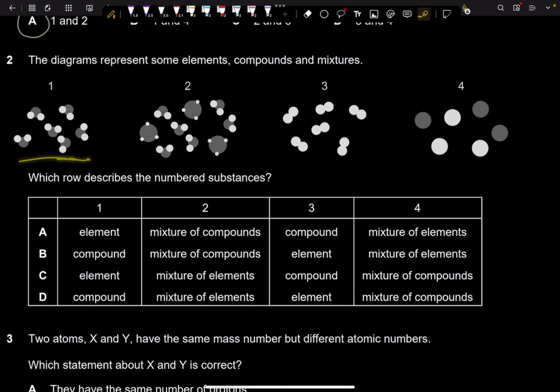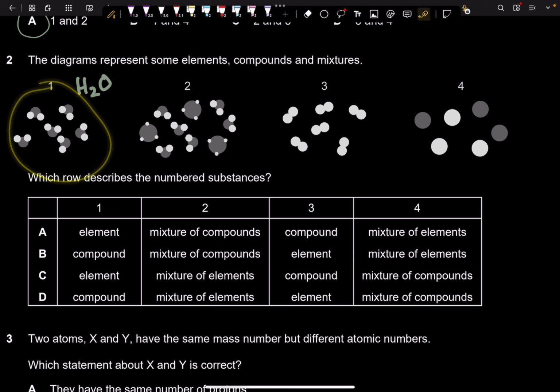For example, I just make an assumption, this is H2O. Are all particles fulfilling the command that it's H2O? Yes. Not even a single particle is disobeying the fact that it is H2O. How come? If I say white are hydrogen and black is oxygen, then all particles have 2 whites, H2, and 1 black, single O. That means my H2O is a compound.